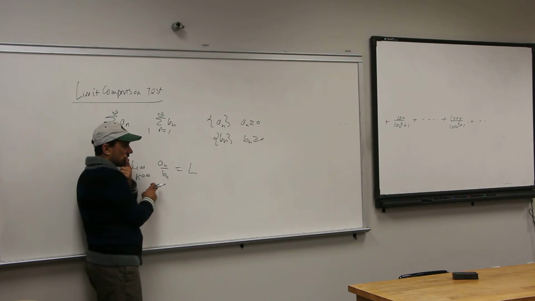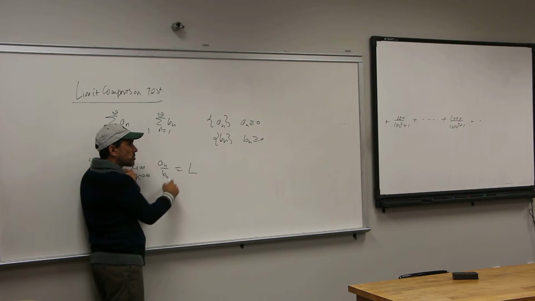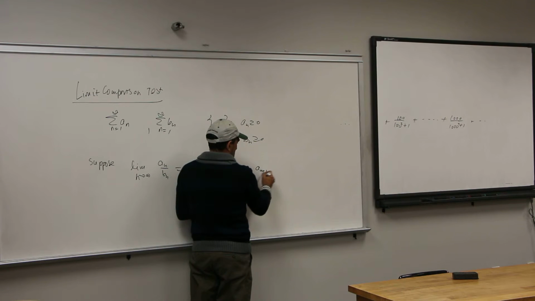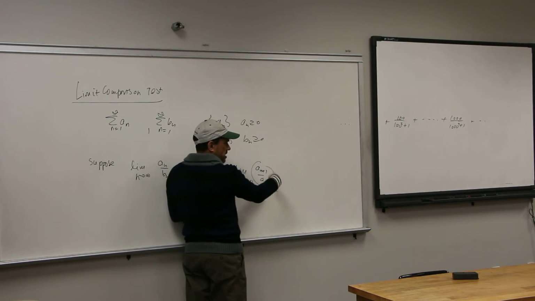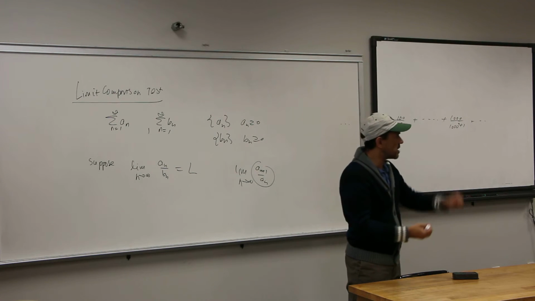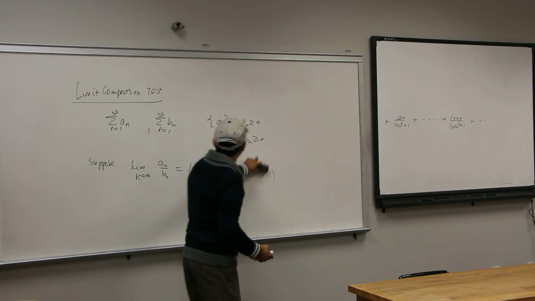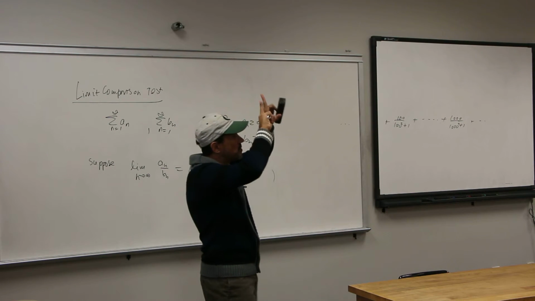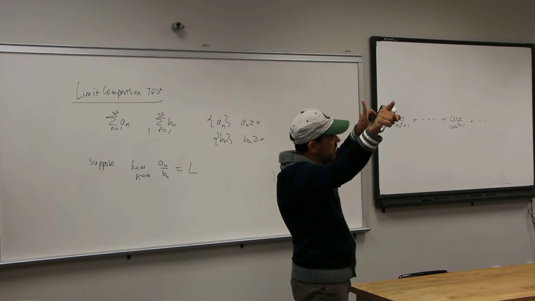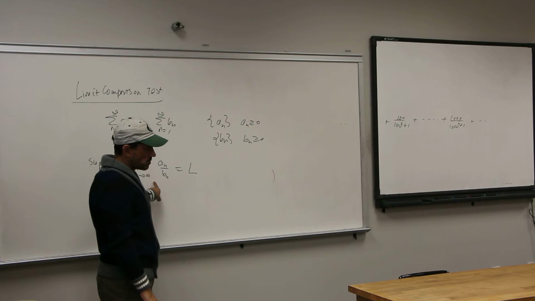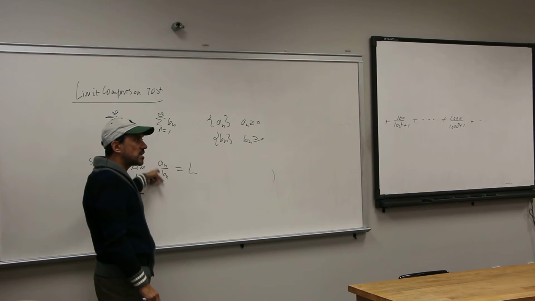Now this is not the ratio test. In the ratio test, you compare the next term with the previous one from the same sequence. You want to know if it starts to behave like a geometric sequence. But here you are looking at two sequences, and you are looking at eventually how the two sequences compare term by term. Eventually, how do the two sequences compare?